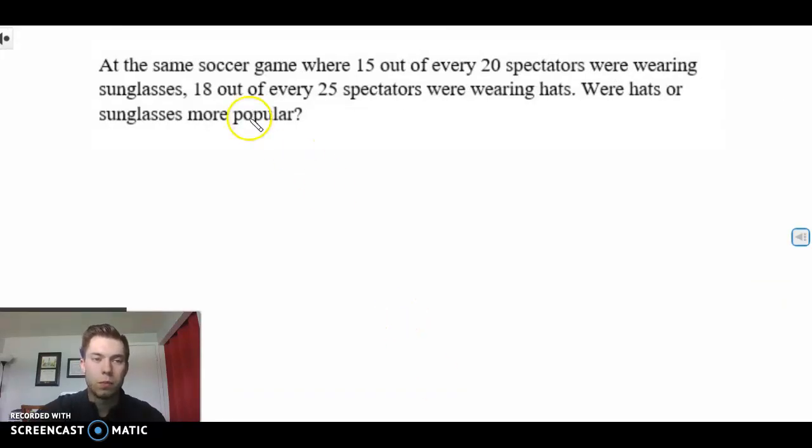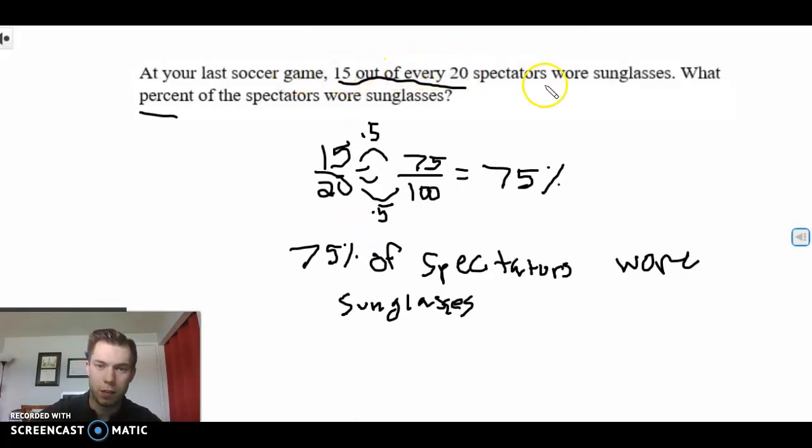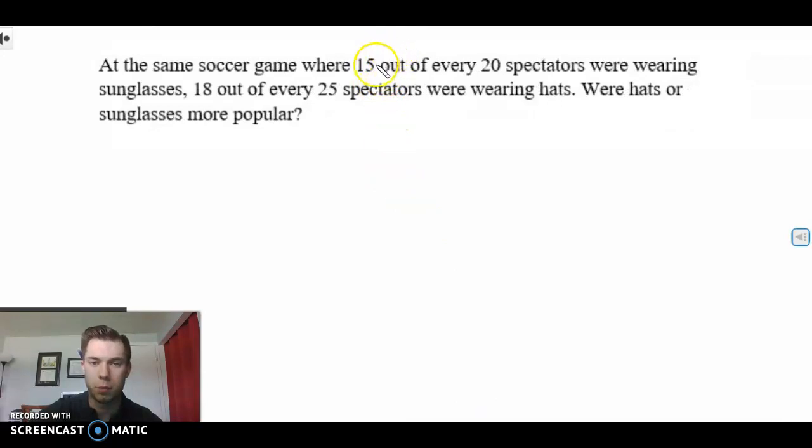Okay, last one. So at the same soccer game where 15 out of every 20 spectators were wearing sunglasses. So recall, I'm going to go back a slide. 15 out of every 20 spectators wore sunglasses at that soccer game. So we want to keep that number. So remember, the 15 out of every 20 spectators, that was 75% of the spectators were wearing sunglasses.